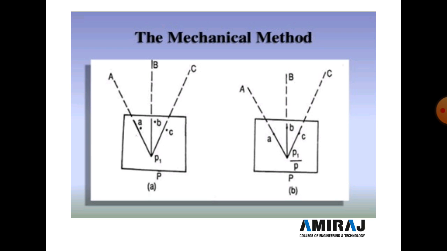So this method is a very typical method. Here accuracy is less as compared to other methods, so it's a mechanical method. Here tracing paper is compulsory.